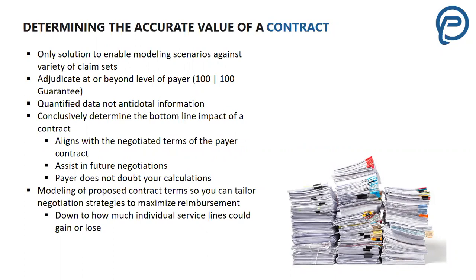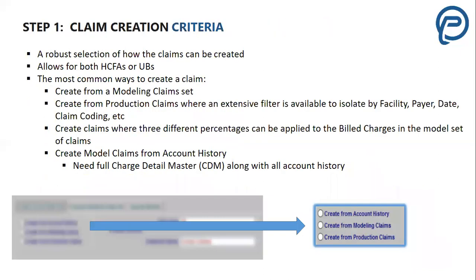At the end of the day, you really want to determine the bottom line impact of a contract, how it's going to affect negotiations, and what's going to happen with future negotiations. You want to ensure that you always have the upper hand in any type of modeling you're doing, whether it's price sensitivity, negotiations, or settlements. You have to make sure your data is conclusive. First and foremost, that comes down to being able to determine the accurate value of a contract and being able to hit all these bullet points.